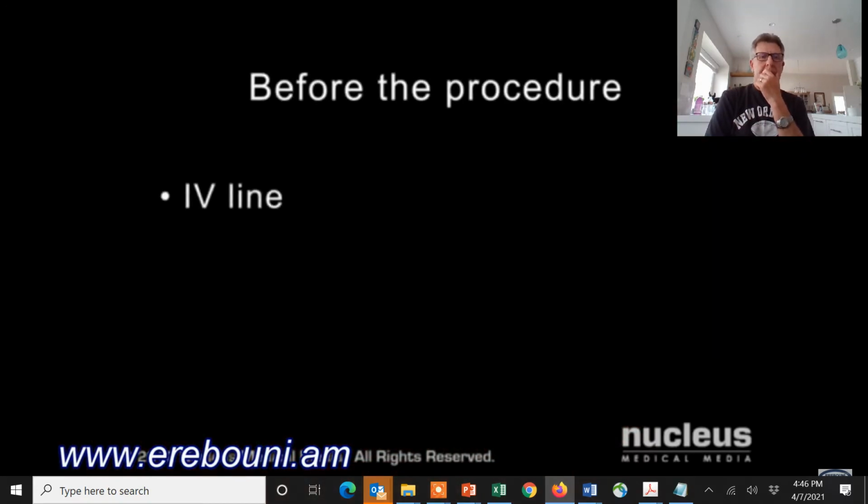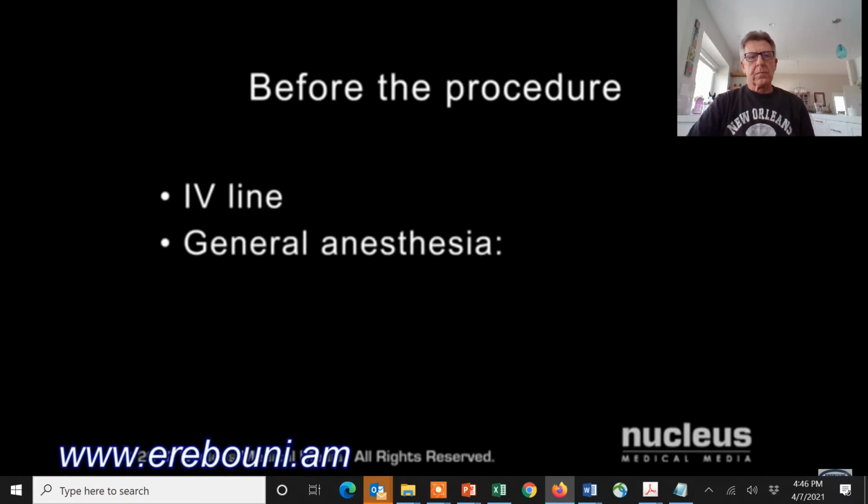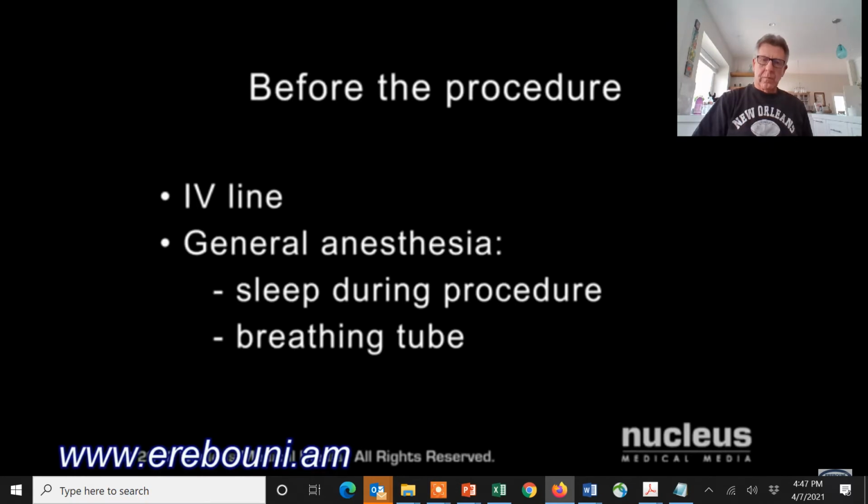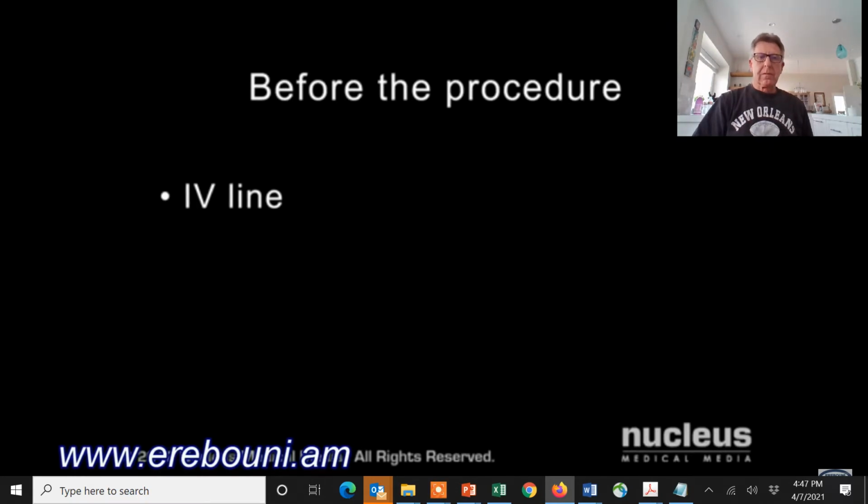Before your procedure, an intravenous line will be started. A carotid endarterectomy is usually done under general anesthesia, which will put you to sleep for the duration of the procedure. In this case, a breathing tube will be inserted through your mouth and into your windpipe to help you breathe during the operation. Sometimes a carotid endarterectomy is done with local anesthesia.